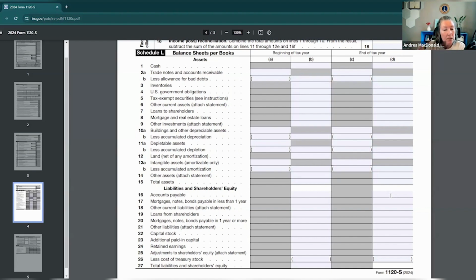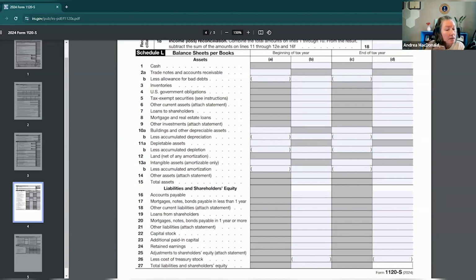What about mortgages, notes, bonds payable in less than 1 year? That account to me seems pretty self-explanatory, right? If the client has a loan and the loan matures within the next 12 months, that's going to be recorded here because it's payable in less than 1 year. Technically, and I'm going to call myself out again, we generally don't do this, but technically, that is also supposed to include the current portion of long-term debt.